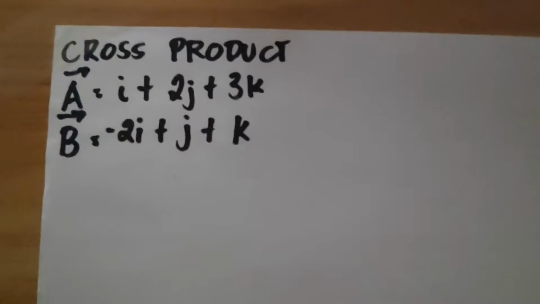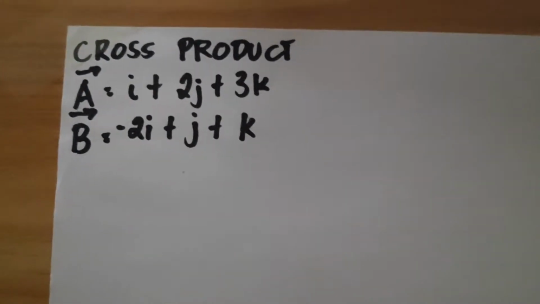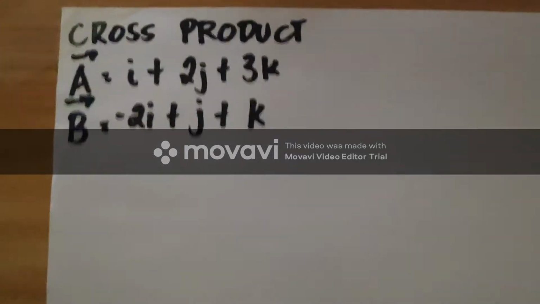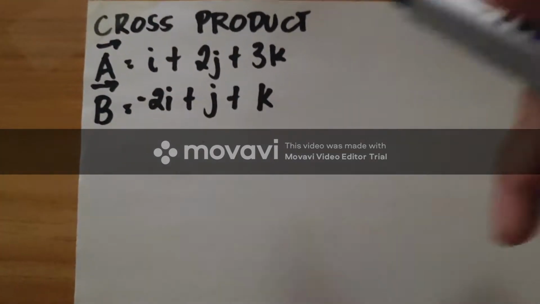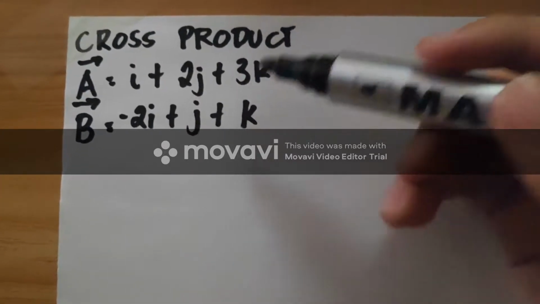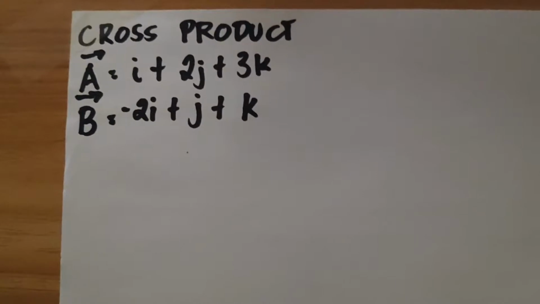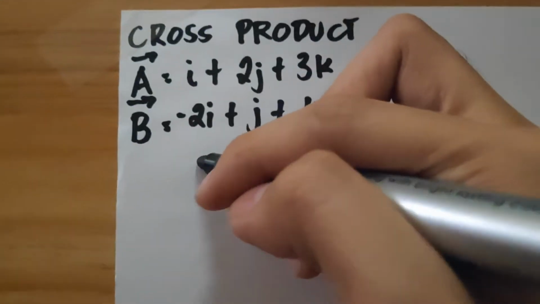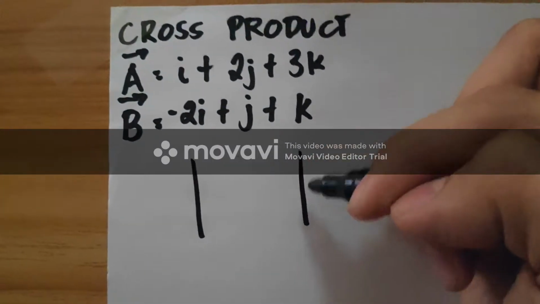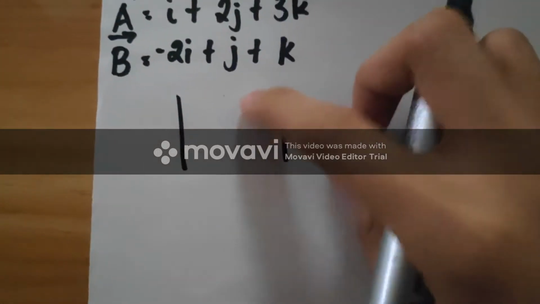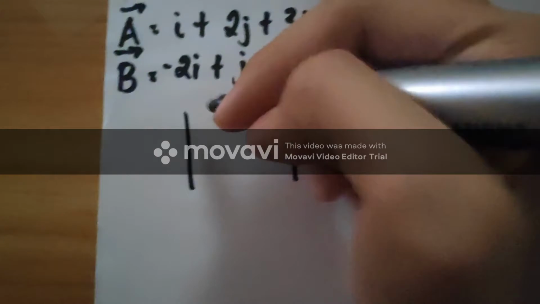For today, we will learn how to calculate the cross product using the determinant method. So first, as we see, we have these two vectors A and B. In order to get the cross product, first we need to create a matrix. On the first row of the matrix, we simply arrange the terms i, j, and k.